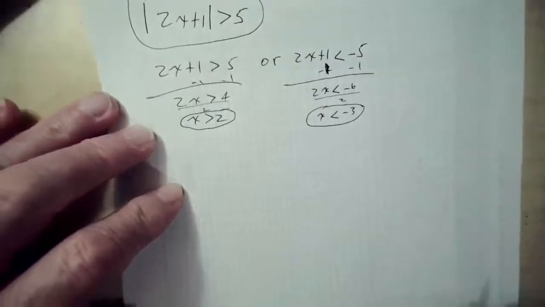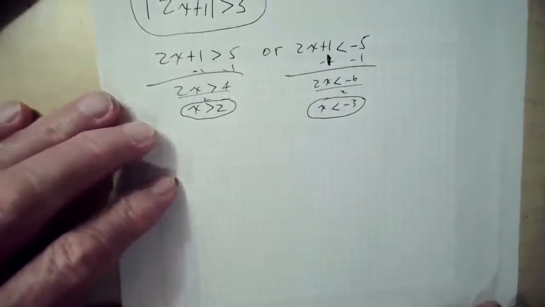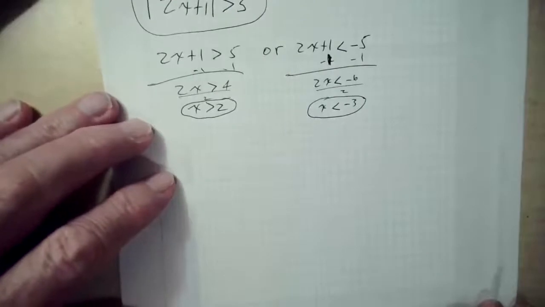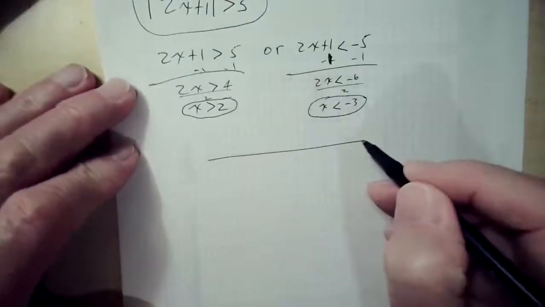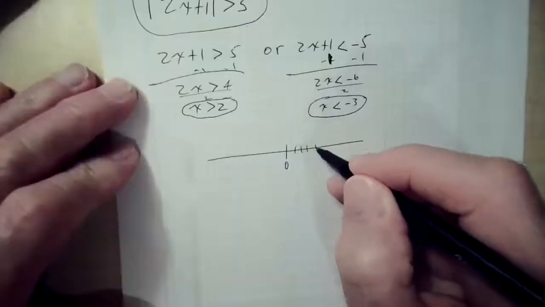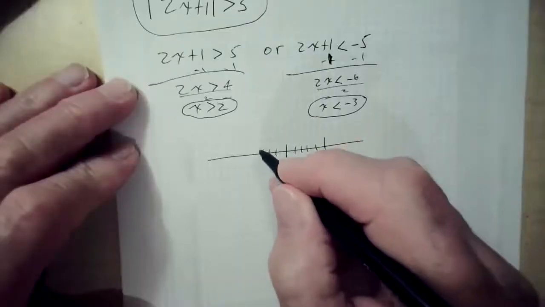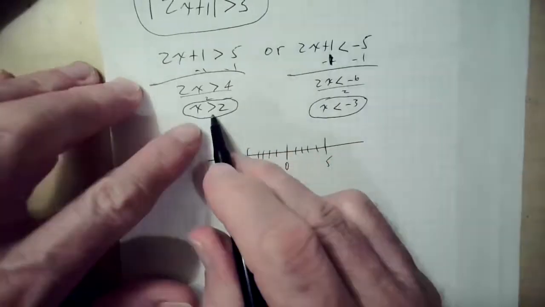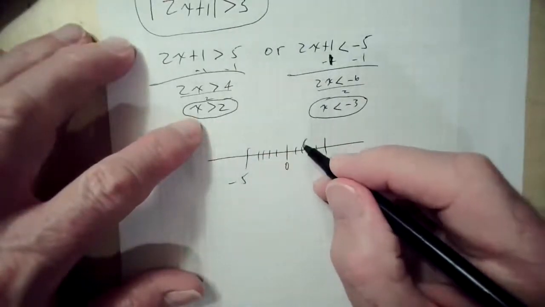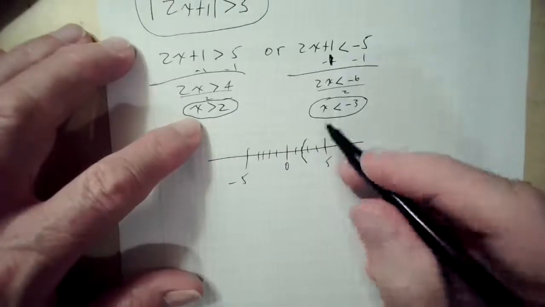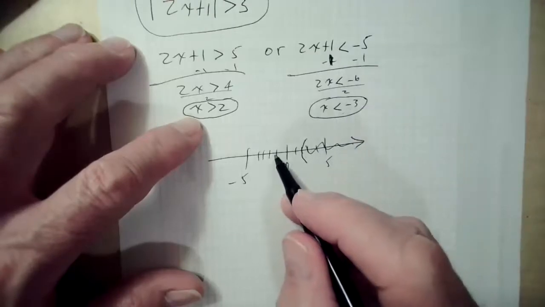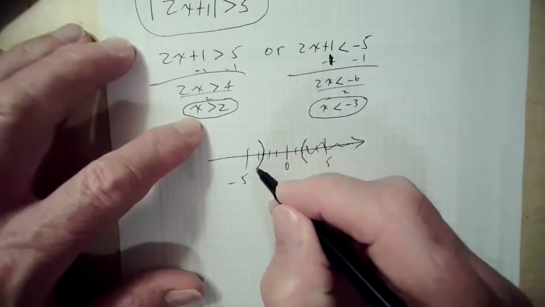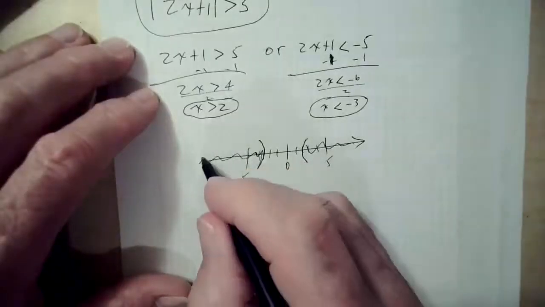Now, what you have to do here is check for what they call extraneous solutions. Extraneous solutions means solutions that are not valid, that are no good. So x is going to be greater than 2, and x is less than -3. Less than is that way.